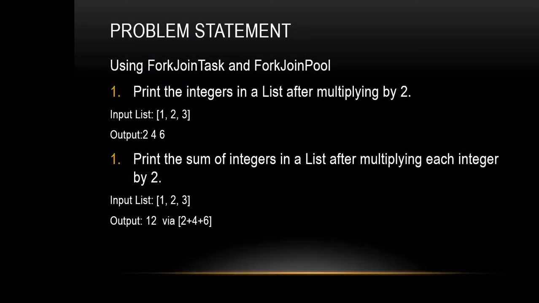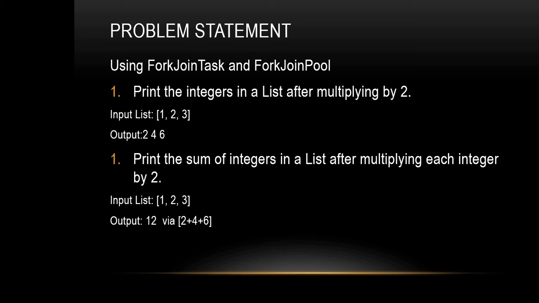We'll now see ForkJoinPool and ForkJoinTask in action while solving these two problem statements. The first one is that I have to print the integers in a list after multiplying them by 2, which means if my input list contains 1, 2 and 3, my output should be 2, 4 and 6. 1 multiplied by 2 gets converted to 2, 2 to 4, and 3 to 6. That's my first problem statement.